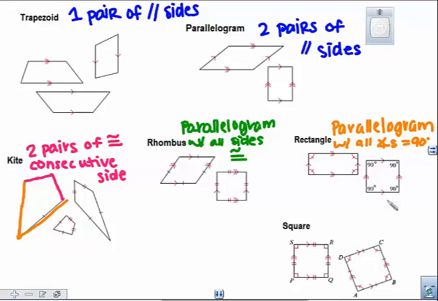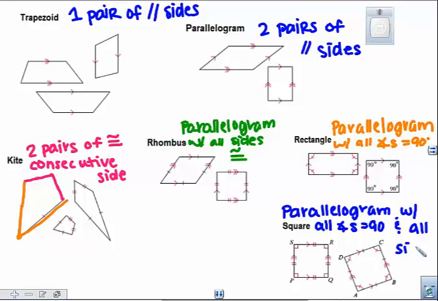Now a square, we're getting even more specific now. A square, notice that all the angles are 90 degrees, or all the angles are marked equal. That's like a rectangle. And notice all the sides are equal to each other. That's like a rhombus. So a square is an even more specific parallelogram with all angles equal to 90 and all sides congruent to each other.